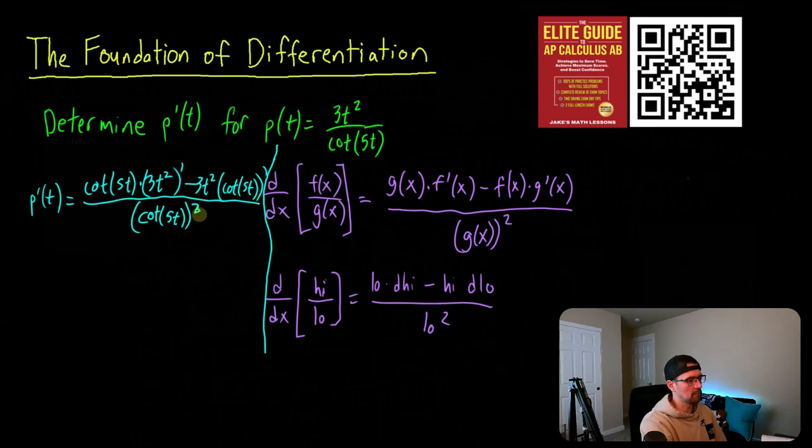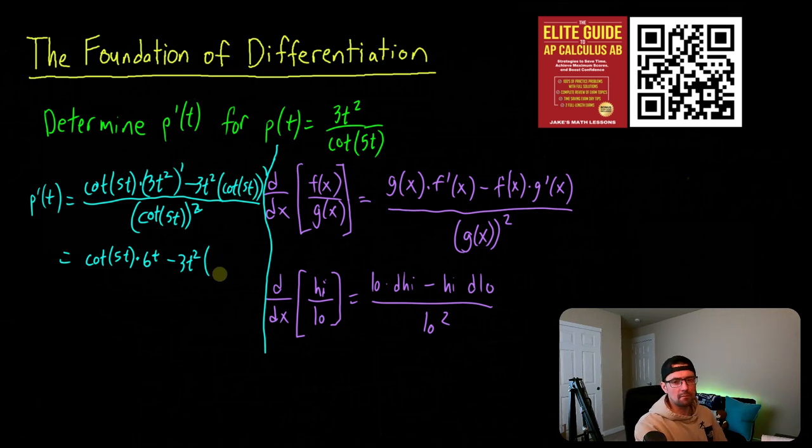Okay, so now once we've written that out, we can think about actually finding the derivative of these two terms here. So we'll just keep our cotangent of 5t here for now. The derivative of 3t squared is going to be found using the power rule. So bring the 2 down in front, multiply it by the 3, lower the power by 1. That derivative would just be 6t, minus 3t squared, and then times the derivative of cotangent of 5t.